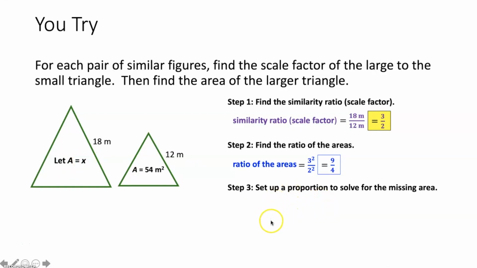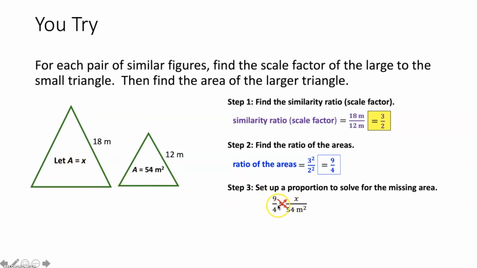On one side of our proportion, one of our ratios is going to be the ratio of our areas, 9 over 4. On the other side of the equal sign, we're going to have the ratio of the actual areas, and it needs to be large over small because that's what the ratio of our areas is. So our proportion is going to be 9 over 4 is equal to x over 54 meters squared, or square meters.